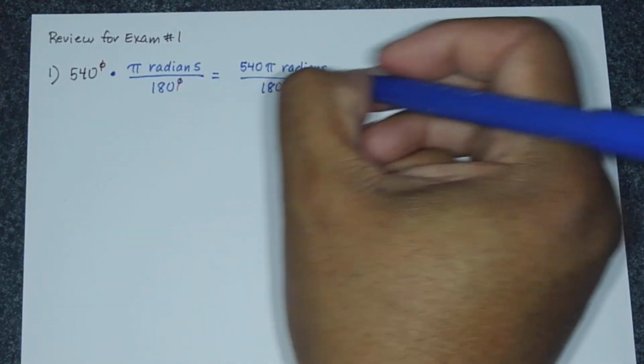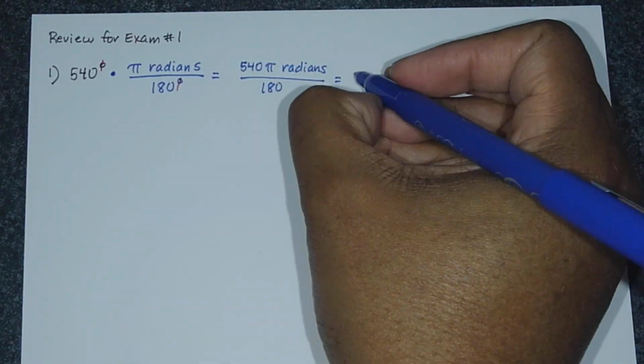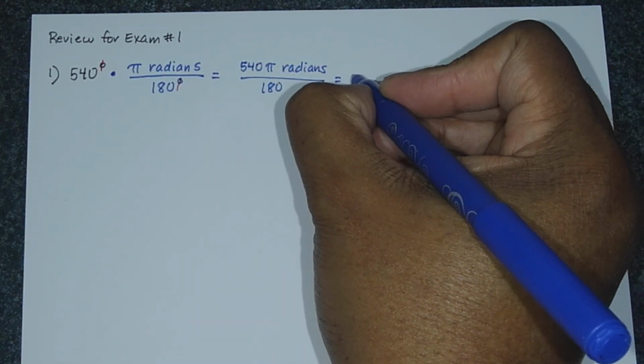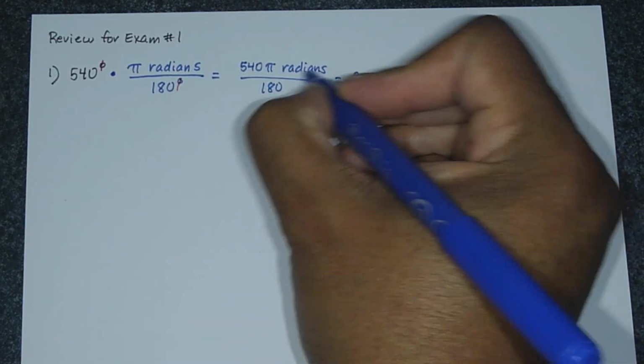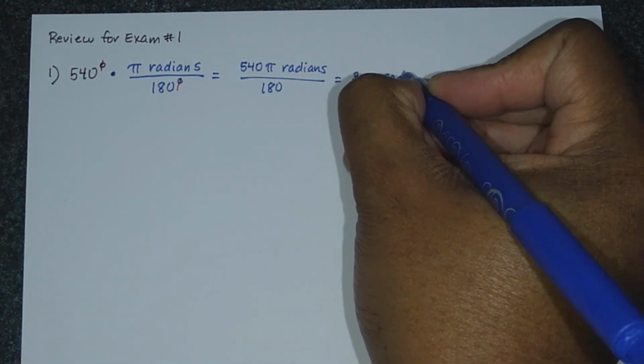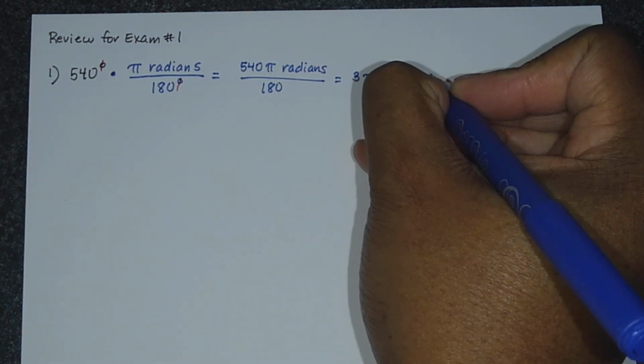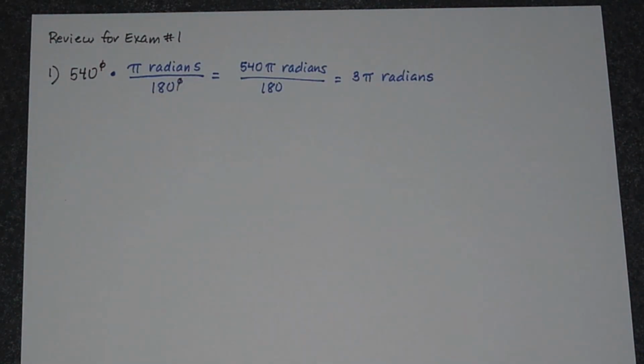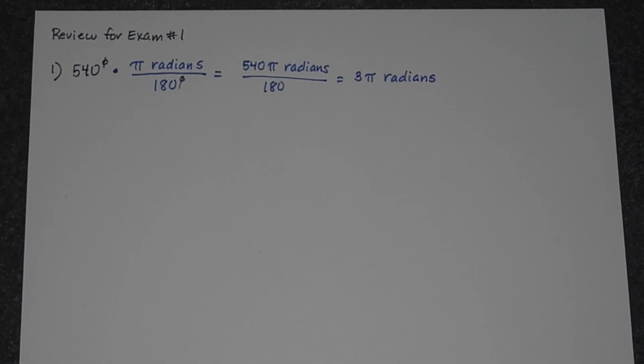And then you'll do 540 divided by 180, which is 3. So I have 3 pi, and it'll be 3 pi radians. You do need to put the unit there of radians because you're converting from degrees to radians. Are there any questions about problem number 1?